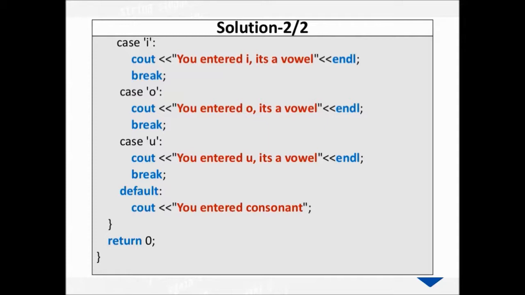So for vowels, we have all the A, E, I, O, U cases, and if all these cases are false, then we enter the default case or default statement or default label. In the default label, we print that you entered a consonant.